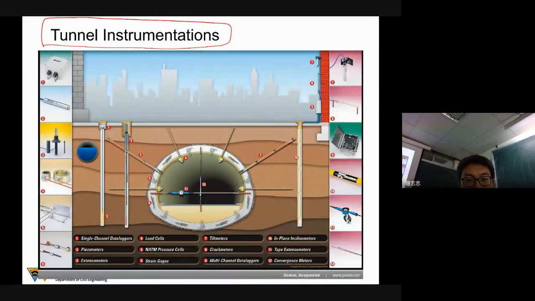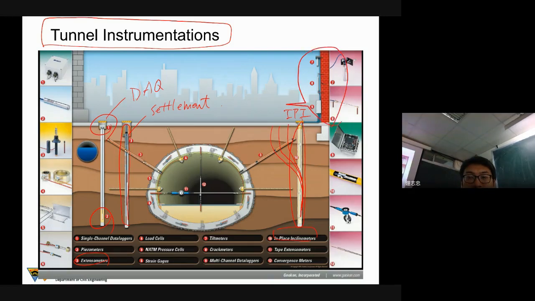Here you can find, I put several sensors in different kinds of areas. The first one here, this is the DAQ, this is the data logger. I will introduce it in the next chapter. And this is the piezometer for the water level measurement. And for the third one, this is the extensometer for the settlement measurement. Okay. And you can find here, this is the IPI. So we can check maybe the deformation during the internal construction. Okay.